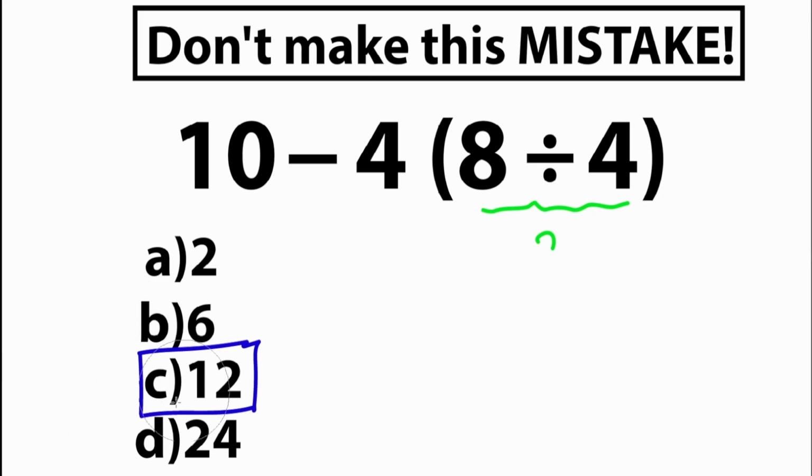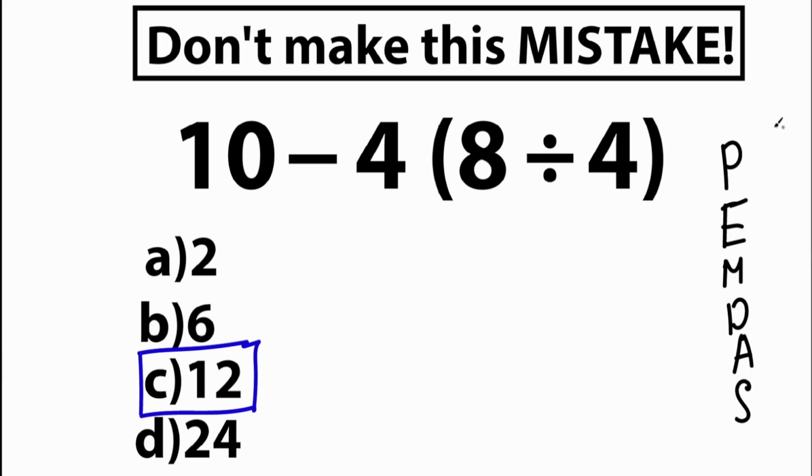In the previous step we said that the correct answer is 12, but don't forget about the PEMDAS order of operation. So first of all, let me write this order of operation on the right side. So we have PEMDAS order of operation, and as I told before, this is like a quick checklist. We're going from the top to the bottom.